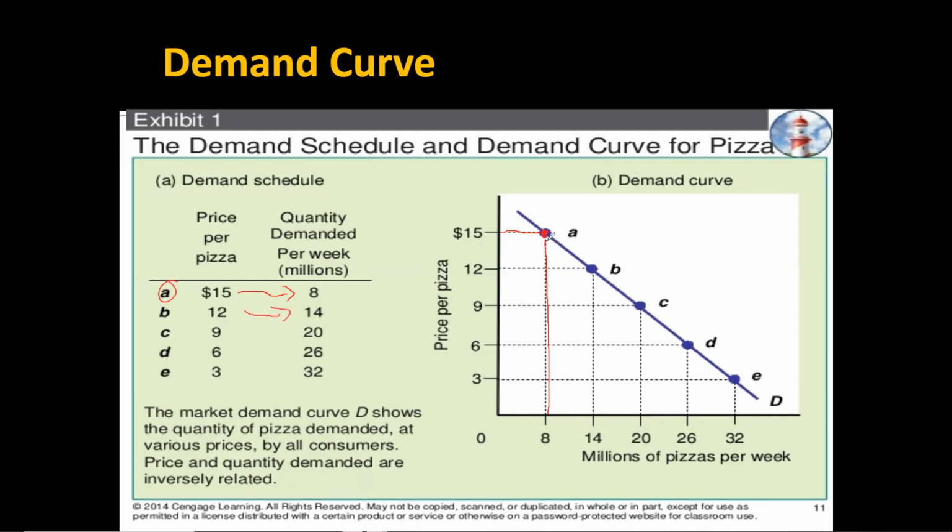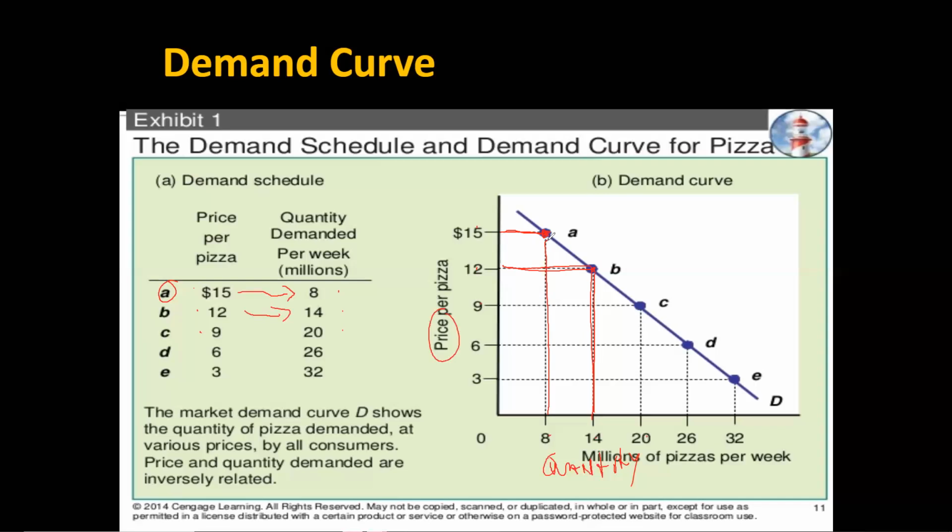And the same thing here: at $12, 14 million are demanded. Because here's your price, and at these prices, this is your quantity down here on the bottom. So all you're doing is plotting those points where the price hits the demand curve. Then you simply go down and read what the quantity is to go along with that. And notice that for each separate price on the chart, you have a separate quantity demanded.